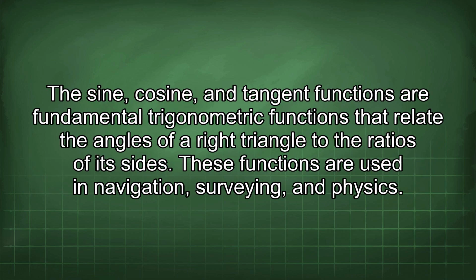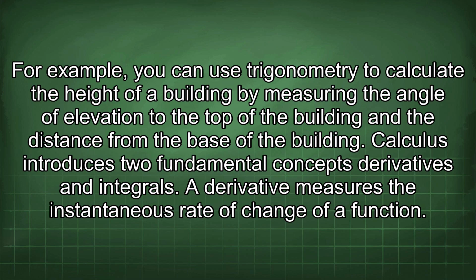Trigonometry involves the study of triangles and the relationships between their sides and angles. The sine, cosine, and tangent functions are fundamental trigonometric functions that relate the angles of a right triangle to the ratios of its sides. These functions are used in navigation, surveying, and physics. For example, you can use trigonometry to calculate the height of a building by measuring the angle of elevation to the top of the building and the distance from the base of the building.